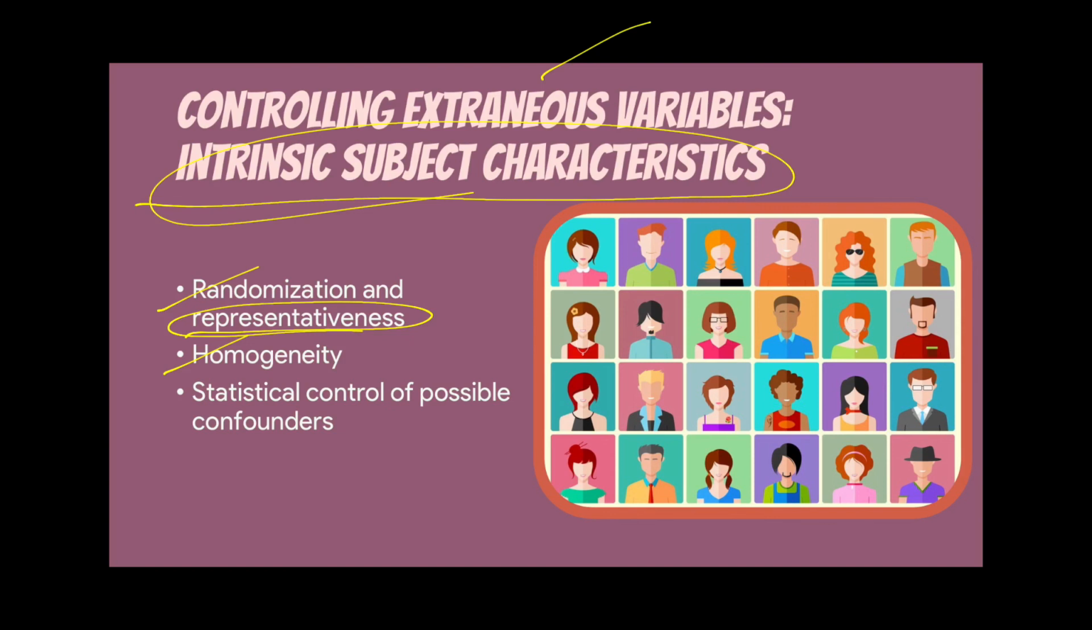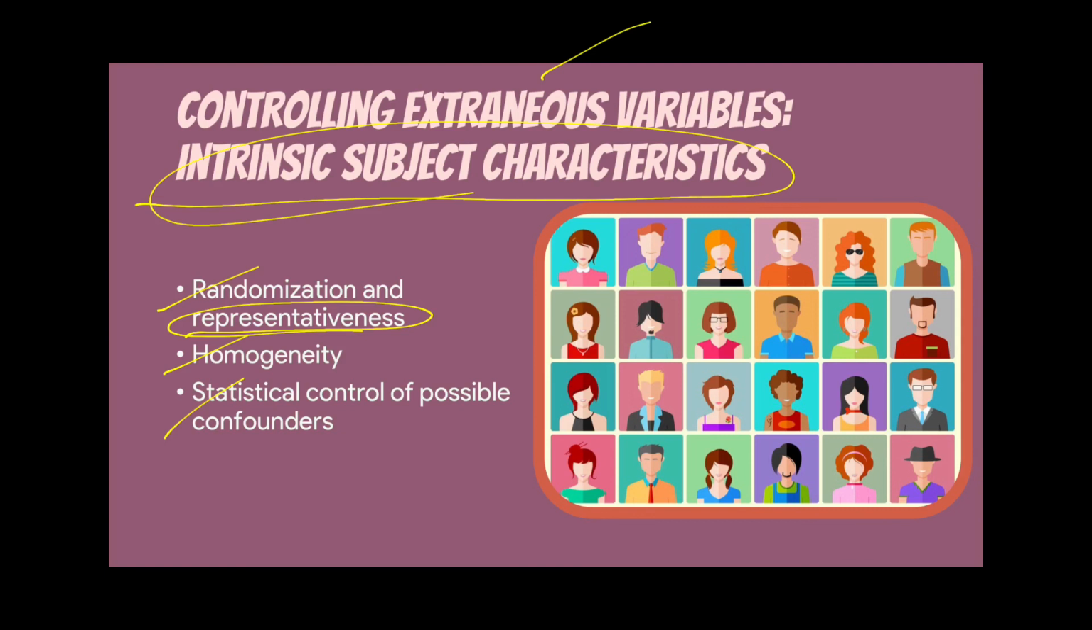So the people who can relate to the findings are only those whose characteristics are the same as the people you collected data from. Another way of controlling intrinsic characteristics that can be extraneous variables is statistical control of possible confounders. So this means that you are going to choose a higher level of statistics and put confounders into the equation.